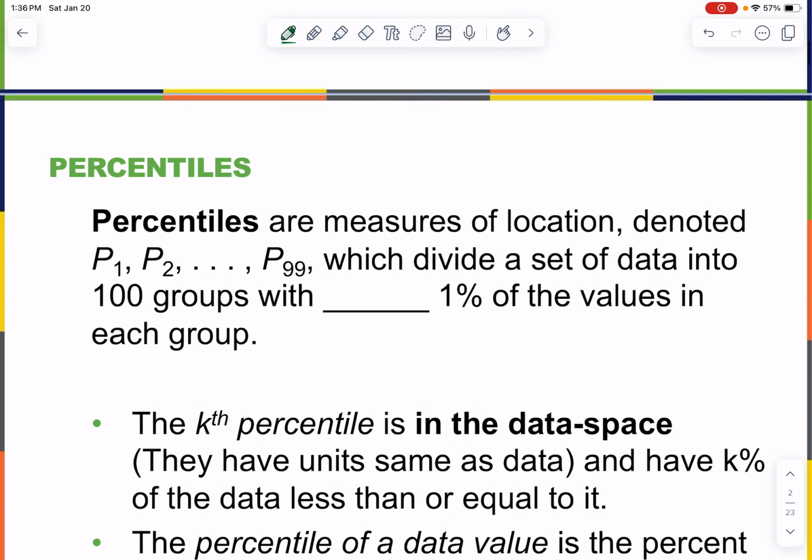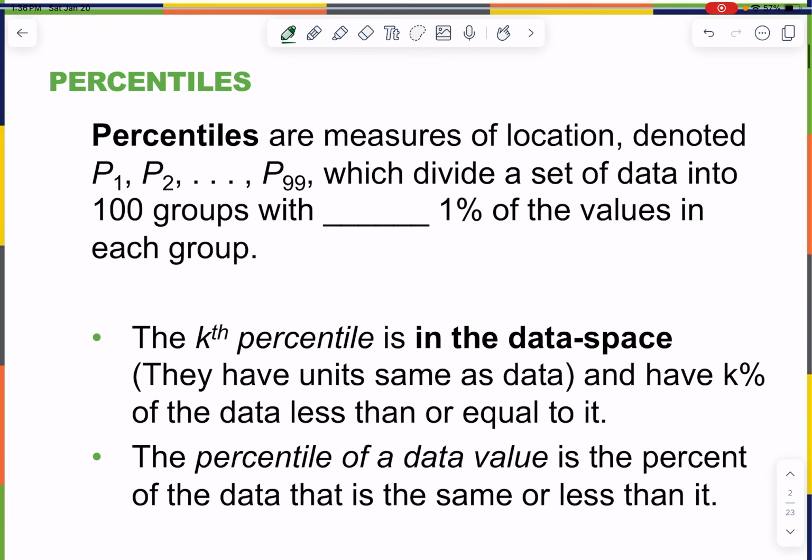Alright, first thing we want to talk about is percentiles. Percentiles are measures of location, denoted P1, P2, all the way to P99, which divide a set of data into 100 groups with about, it's not going to be exact, but about 1% of the values in each group. Okay, so let's get familiar with some of this terminology.